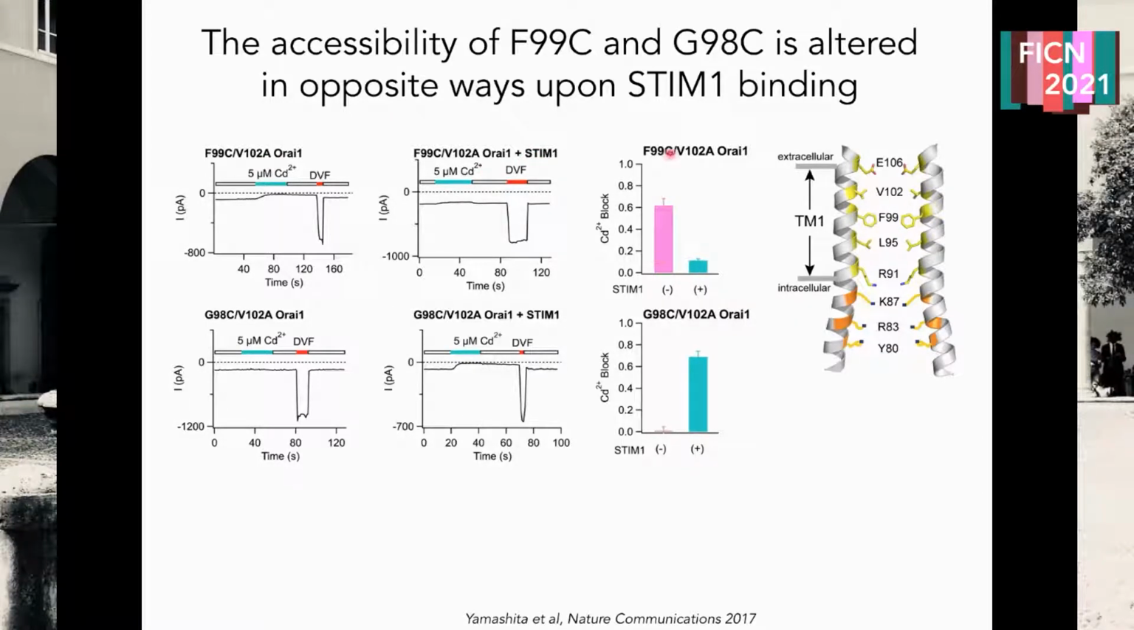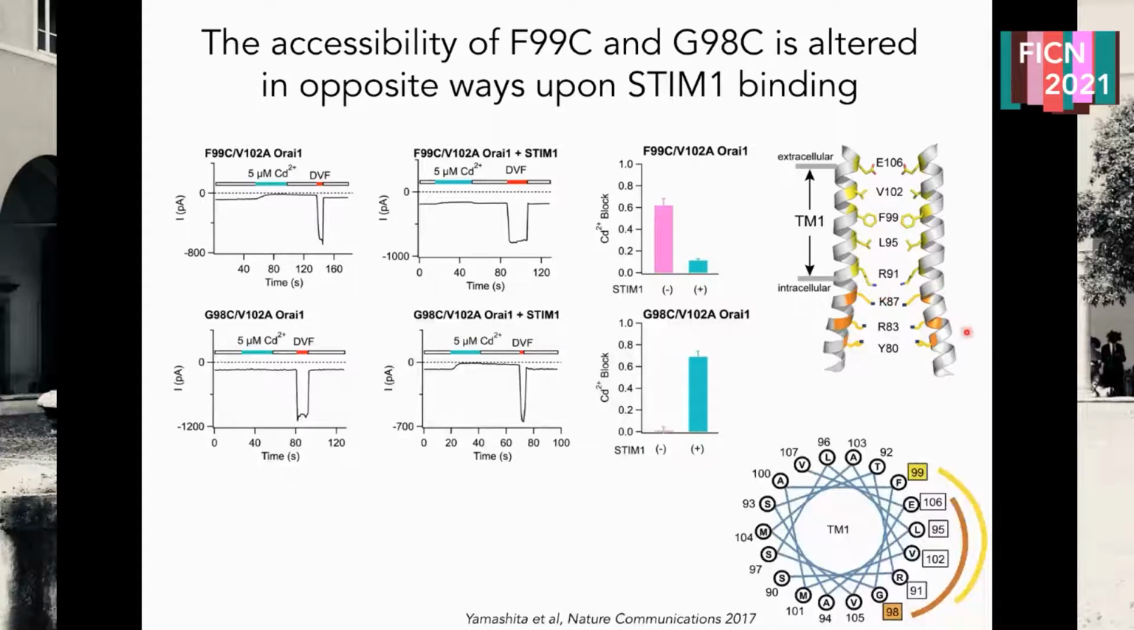And what we found is that whereas the accessibility for F99 dramatically decreases, it's readily accessible in the STIM1 free state, but when you gate the channel with STIM1, its accessibility dramatically drops off. By contrast, exactly the opposite pattern is seen at G98. Here, G98C is not accessible in the STIM1 free state at all, but its accessibility dramatically increases following STIM1 binding. And when we looked at the other pore lining residues like V102, as I mentioned already, L95, etc., we didn't find any other changes in the accessibility of those residues.